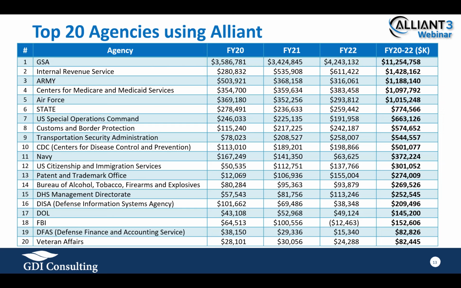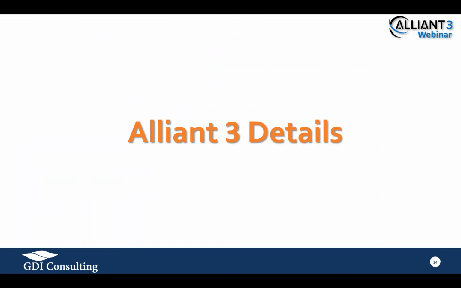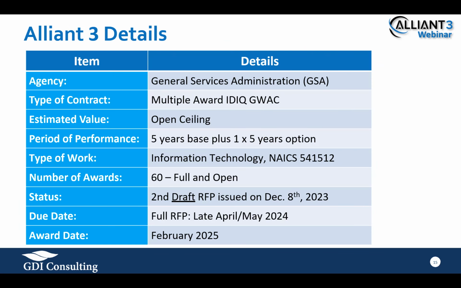Okay, so that gives us an idea of how the Alliant program is faring. Let's move into Alliant 3 now. These are the general information. GSA, multiple award, IDIQ, GWAC, so multiple agencies. It has an open ceiling now. Period of performance 5 years base plus 1 additional 5-year option.